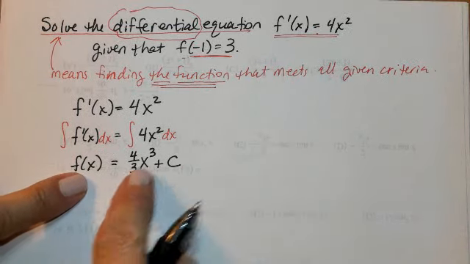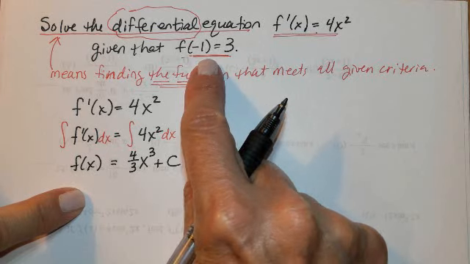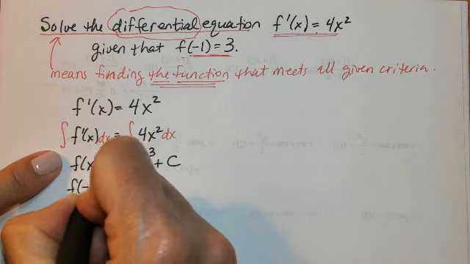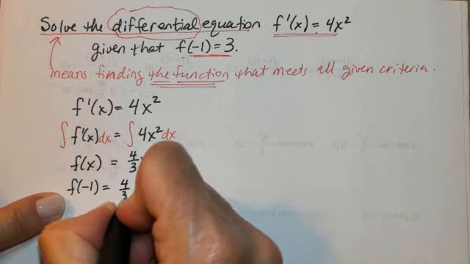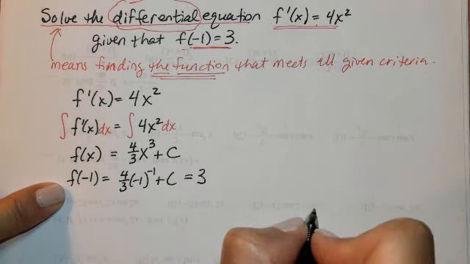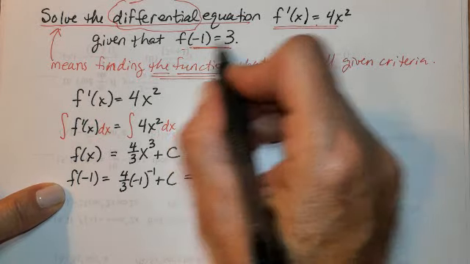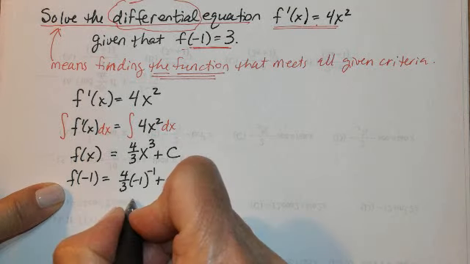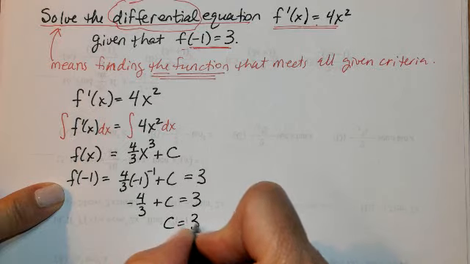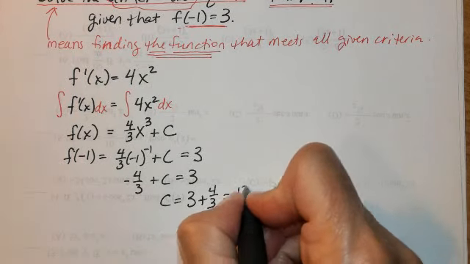So we've satisfied the very first part because f prime is 4x squared. Now we need to satisfy this part: f of -1 is 3. What is f of -1? We need that to be 3, correct? This will allow us to find the single constant that satisfies both of these. It'll make our function satisfy both. So this is negative 4/3, and c will be 3 plus 4/3, which is 9/3 plus 4/3, or 13/3.